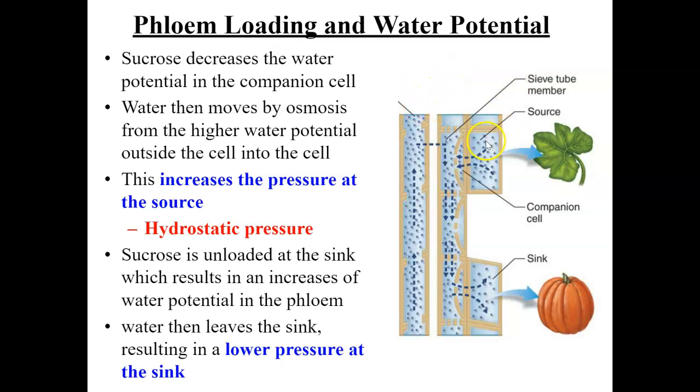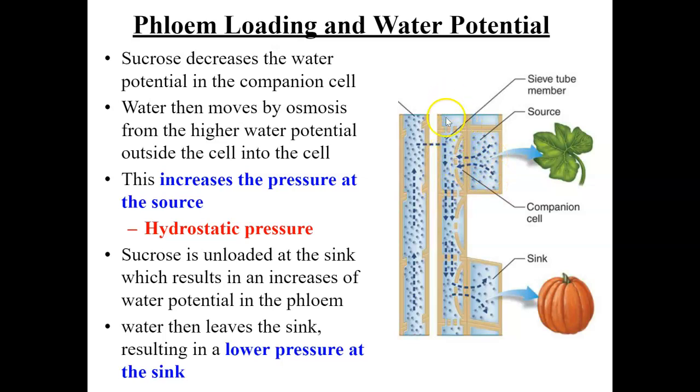Okay, so we have our mature leaf, right? And this is what made the sugars, and ultimately it got converted into sucrose, and we're going to load it from our source to our sink, which in this case is a pumpkin. And so at this point, we're saying that sucrose has already been loaded, right?